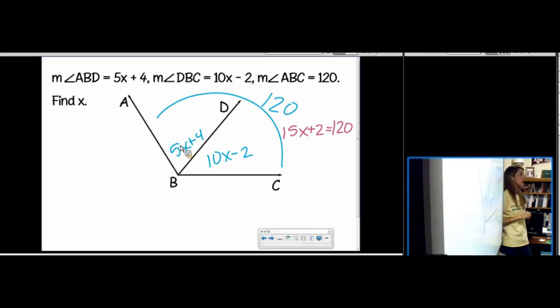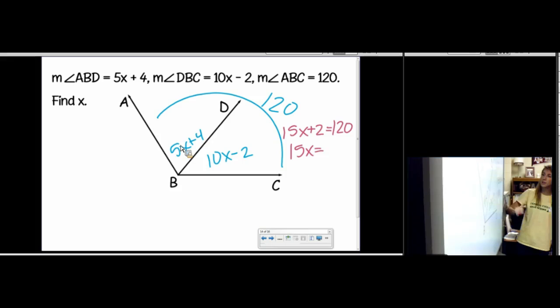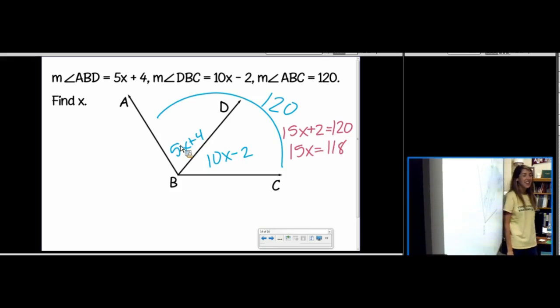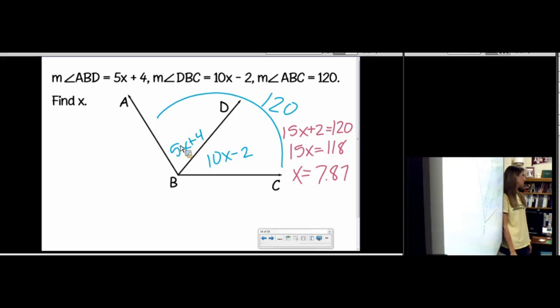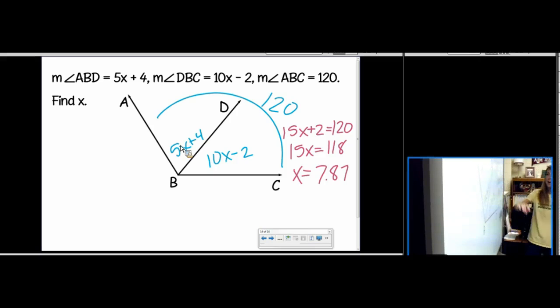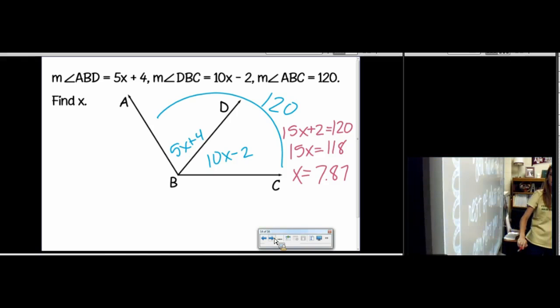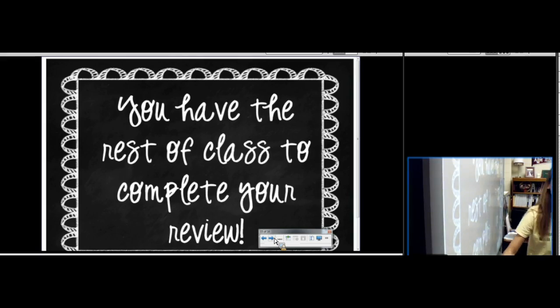It equals 120. All right, subtract 2 from both sides. 15x equals 118. This is where it gets ugly. Divide by 15. X is, what, 7.9 or 7.87, because the 6 bumped the 6 up. Either way, doesn't matter. I wanted you to be able to set it up. Part plus part equals whole. Okay. We're not doing the review right now.